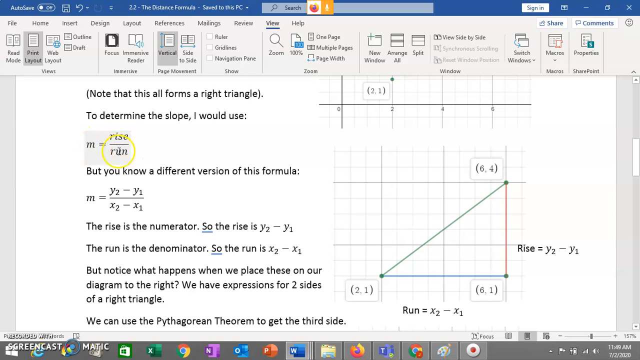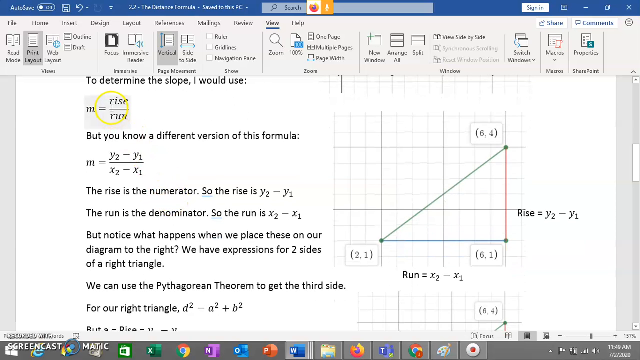But you know a different version of this formula. You also know that this formula works as m equals (y2 minus y1) over (x2 minus x1). And the numerator is rise, and the numerator is also y2 minus y1. If you think about the ideas behind substitution, then the rise will be equal to y2 minus y1, right? The rise will equal y2 minus y1.